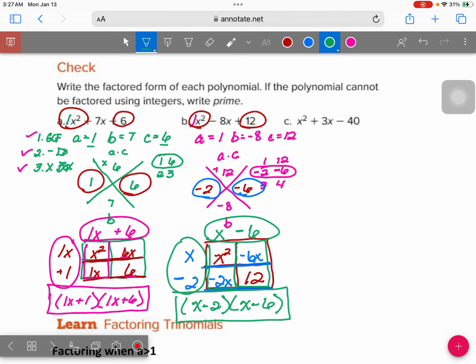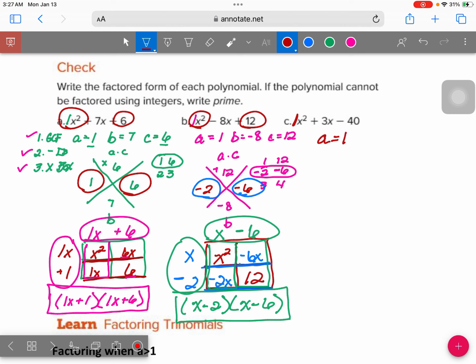And the last one, x squared plus 3x minus 40. I have 1 in the front. Anytime you have a 1 with a trinomial in the front, the greatest common factor is going to be 1 for your coefficients and your constant. That's not helpful. I don't have an x in the last term, so we're going to use the x box.